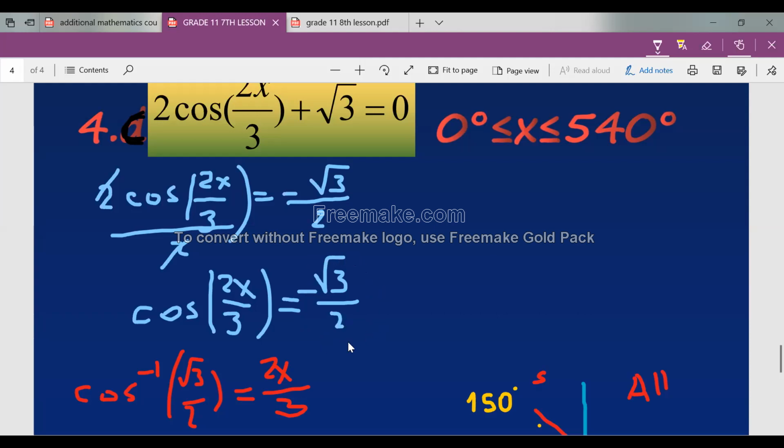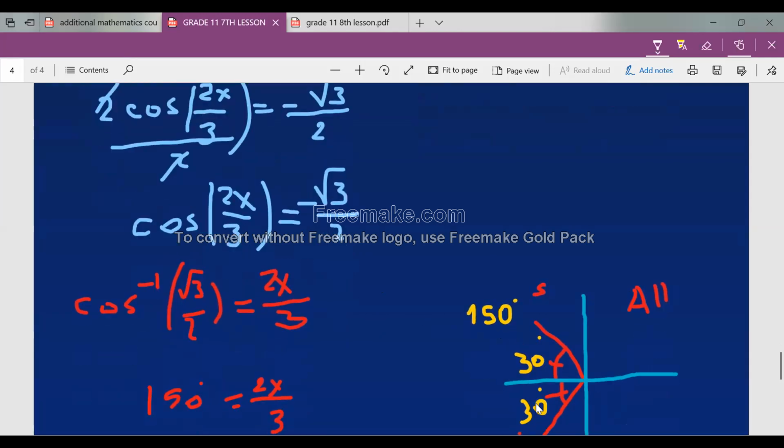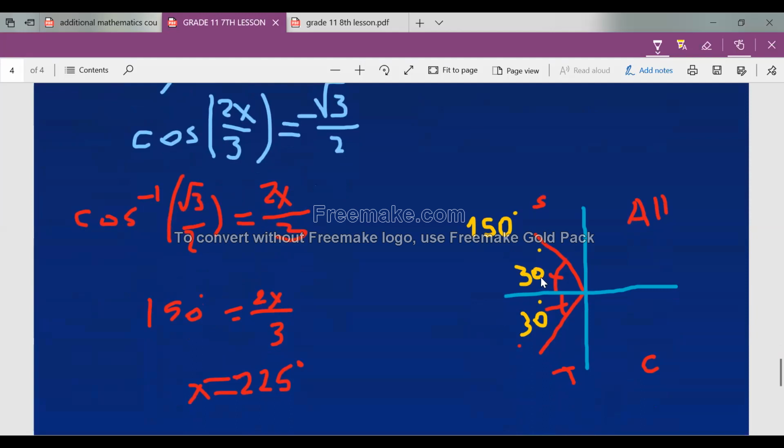Cosine values, in which quadrants do we have negative values? In the second and third quadrants. In the second and third quadrants, we have cosine values negative. If you remember, I told you that. And when you mark your lines in the second and third quadrants, I told you there will be an acute angle between your line and the x-axis. These acute angles are equal to each other.